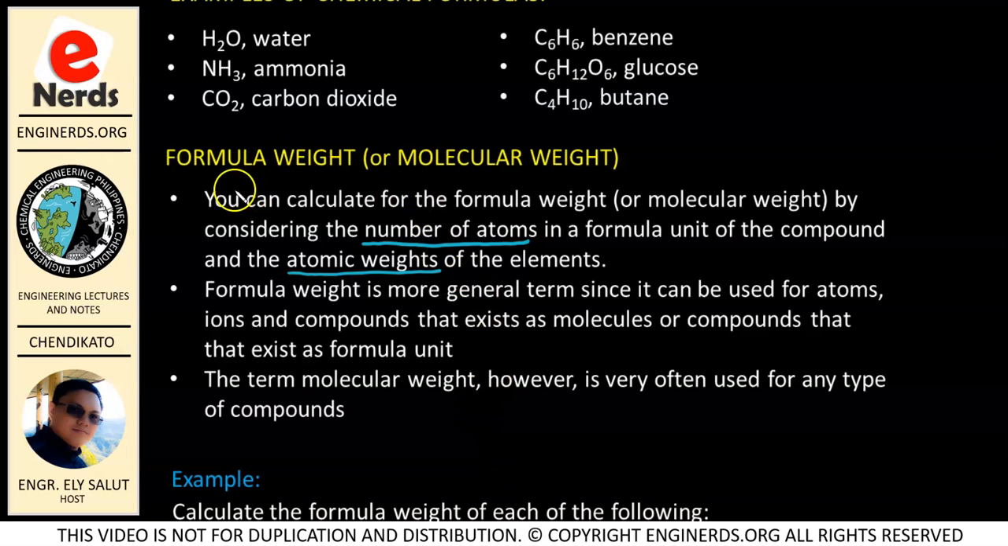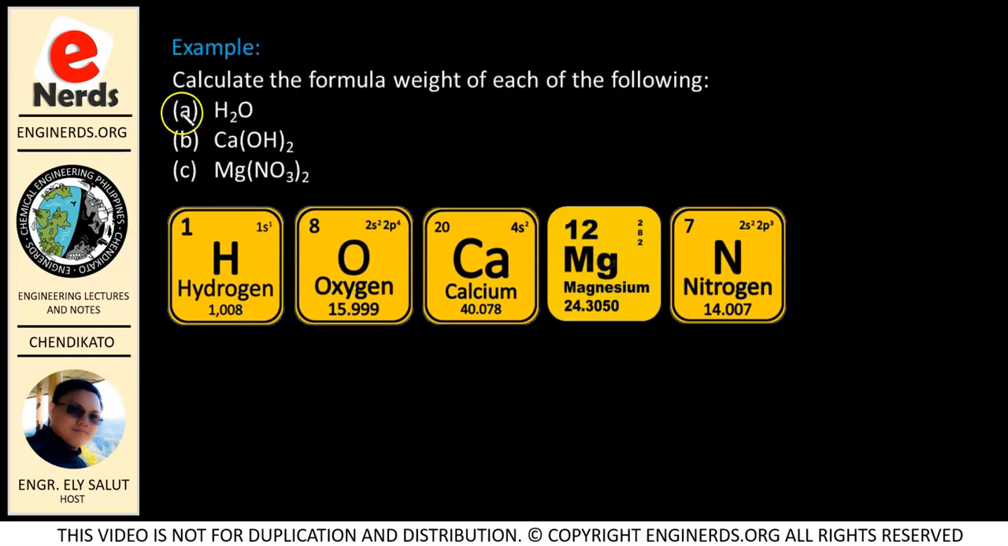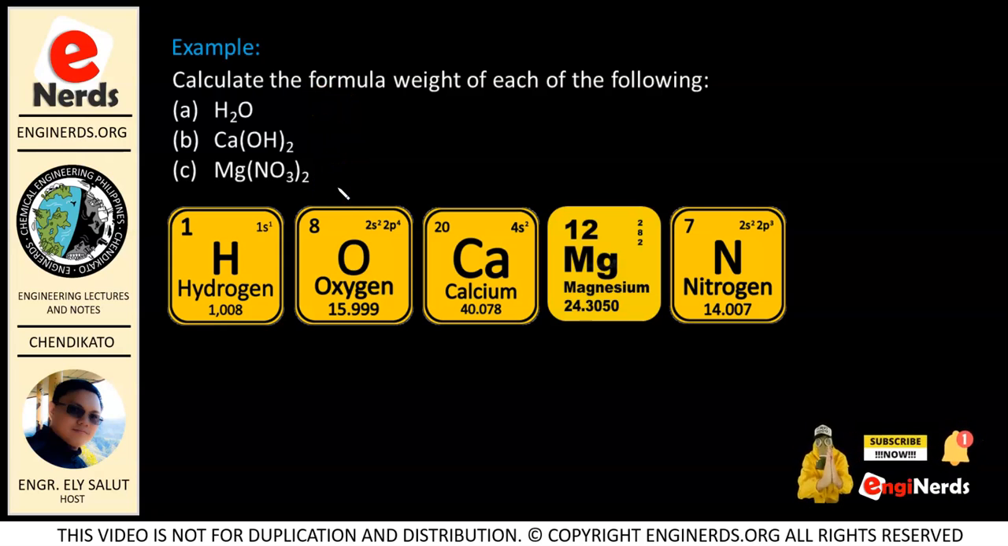Okay, so sabi natin dito, you can calculate for the formula weight by considering the number of atoms na present sa ating formula ng compound and the atomic weight of the individual elements. Okay, so magbigay tayo ng example. So halimbawa, meron tayo ditong given na mga formula, no? Yung mga chemical formula natin, H2O, Ca(OH)2, Mg(NO3)2. So kailangan nating makalculate yung formula weight ng mga compounds nito, and we can do that by combining yung natutunan nating concept sa atomic weights, no?